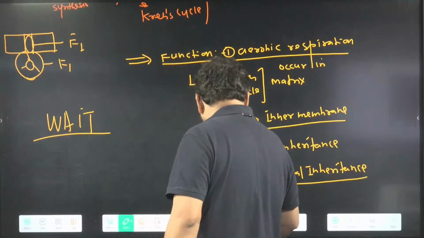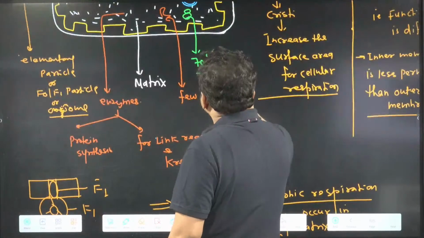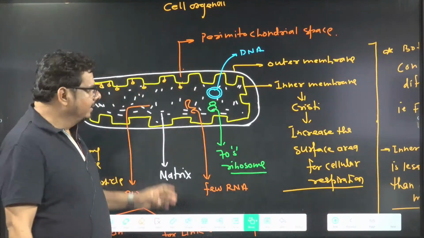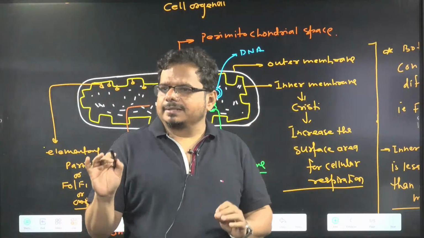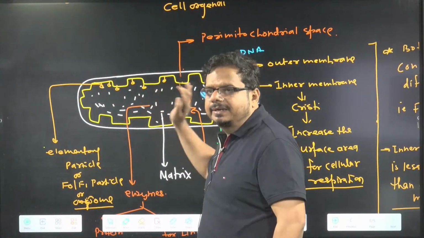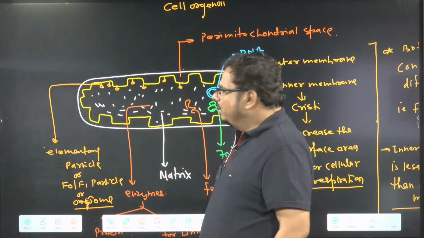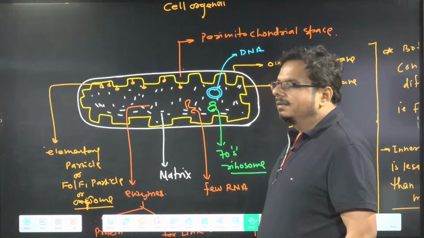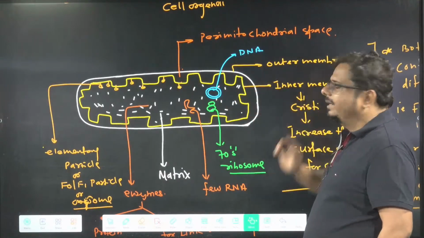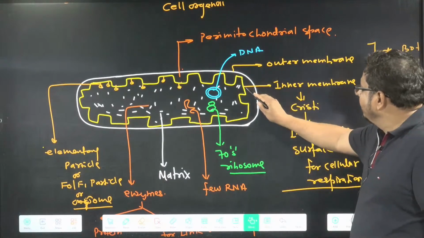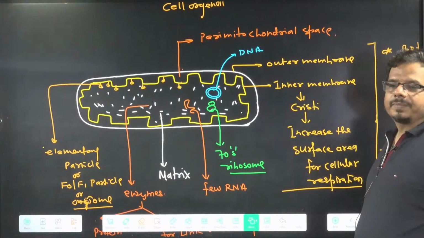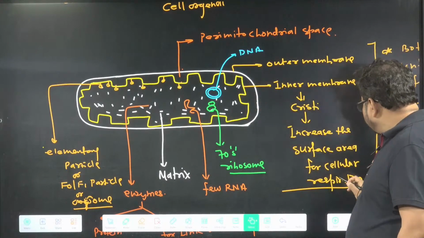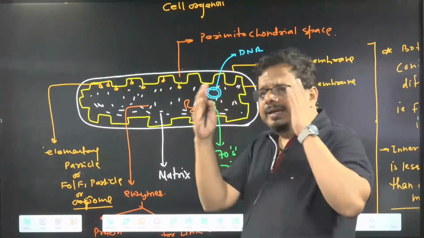So look, give your attention. Look here at what I told. Here in the diagram I have drawn a cylindrical mitochondria. So it has two membranes. One is the outer membrane, another is the inner membrane. Inner membrane is highly enfolded, and this enfolded inner membrane is called cristae. This enfolded inner membrane increases the surface area for cellular respiration and enzymatic action.